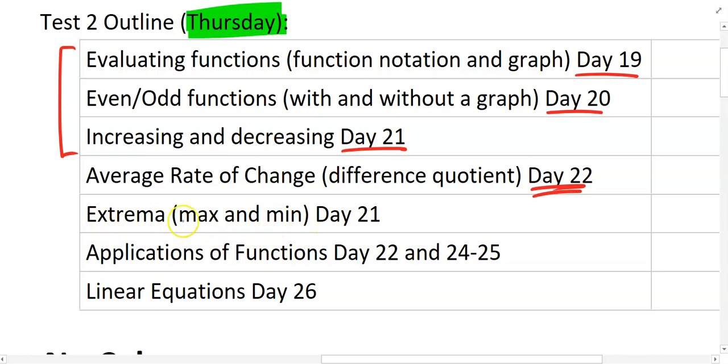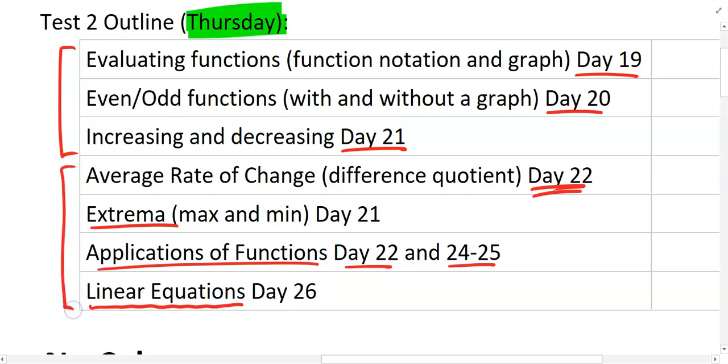We also revisited maximum and minimums, or maxima and minima, known as extreme values. We saw that last week, but also revisited it a little bit this week. And then for the last few days, we've been focusing on applications of functions or real-world scenarios. And so that was from Monday and then again on Wednesday and Thursday. I think, or maybe I'm getting my days mixed up, but day 22 and 24 through 25, that's when we spoke about them. Today we're going to focus a little bit more on linear equations, and you will see questions similar to those on the test next Thursday as well.